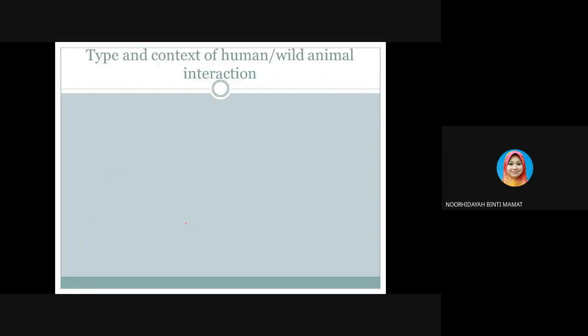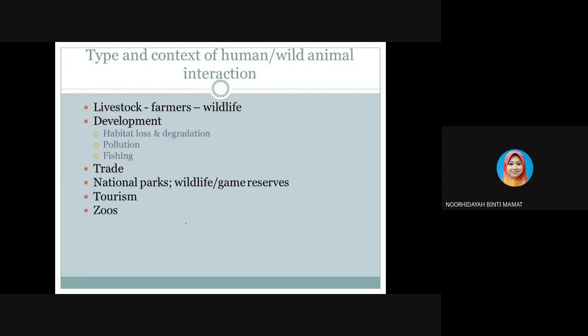So, the time and context of human and wild animal interaction. There are a lot of interactions between humans and wildlife. This is actually a summary slide of the topics that will be developed in the following outline.